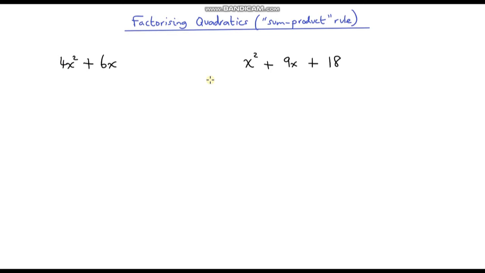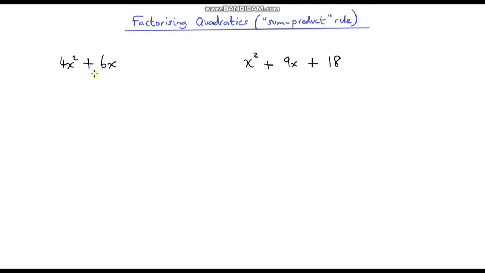Hello and welcome to a video on factorising quadratics using something called the sum product rule. Now before we get into what this is and before we look at factorising something like this, let's just remind ourselves how we factorise something simple like this here.